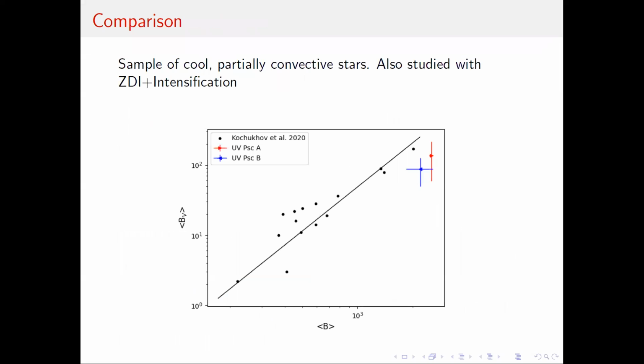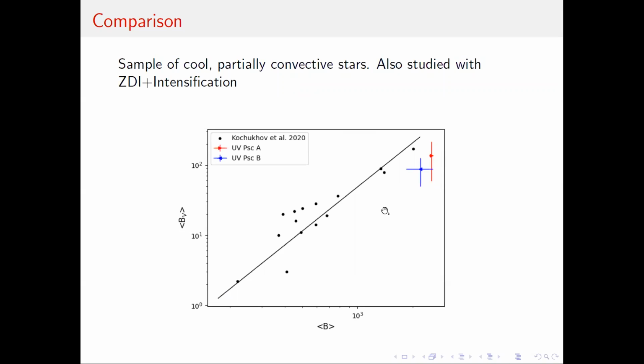So how does this look compared to other stars? Specifically, we're comparing these two components to a sample of cool partially convective stars that have also been studied with the same method, specifically CDI and intensification of the same iron multiplet. We can see that it falls on the kind of active side. Once again, it has a very high rotation rate, which usually corresponds to high activity. So this isn't necessarily unexpected.